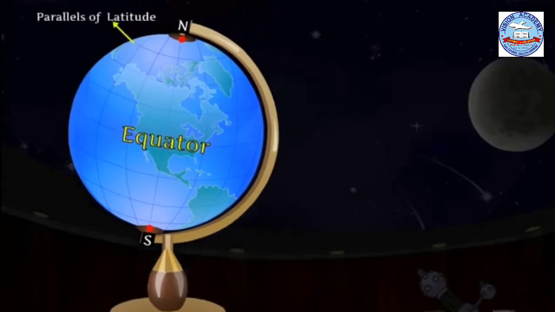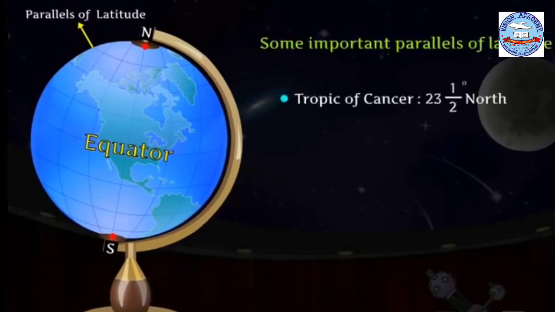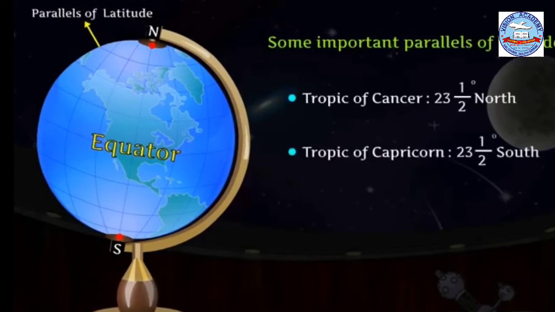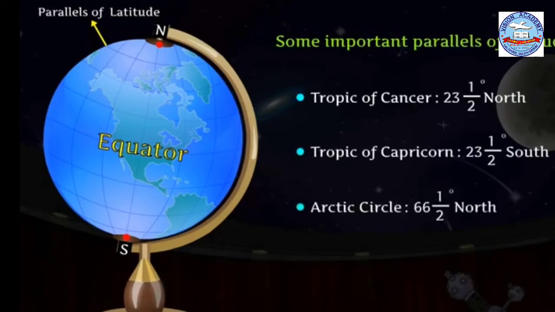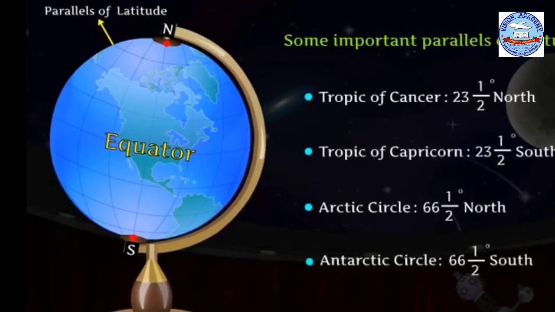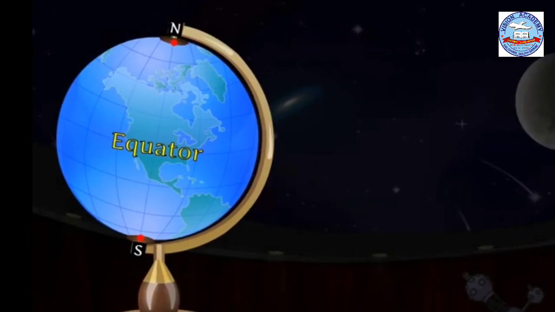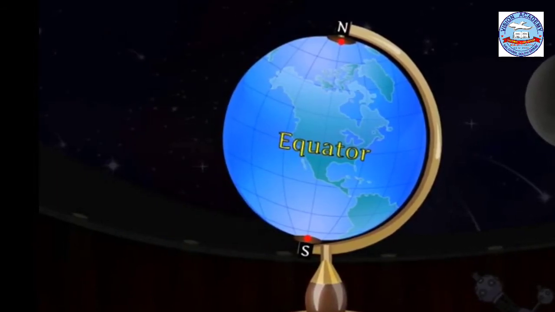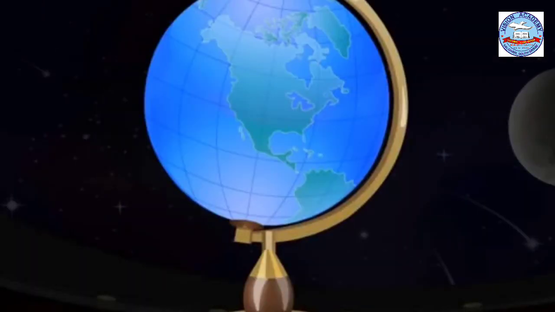And then there are 4 more important latitudes that you have to learn about. They are the Tropic of Cancer, that is 23.5 degrees north; the Tropic of Capricorn, that is 23.5 degrees south, just below the equator; the Arctic Circle, that is 66.5 degrees north; and the Antarctic Circle, that is 66.5 degrees south. So these latitudes are parallel to each other and can therefore never meet.